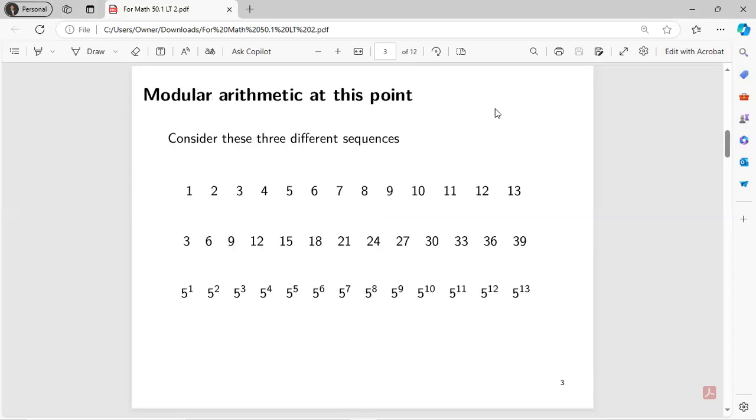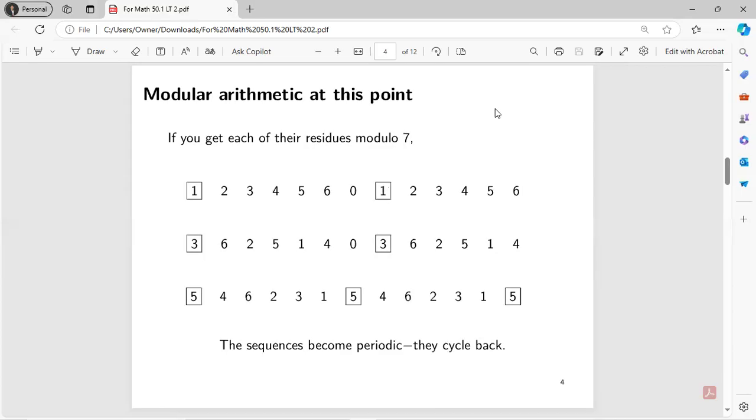Okay, so suppose we have three different sequences or three different sets. Sabihin na lang natin, yung una is the first 13 positive integers. The second one is the first 13 multiples of 3. And the third one is the first 13 powers of 5, starting from 5 to the 1. Okay, so it's not so interesting to list them that way. But if we consider finding the residues modulo 7, this is what happens.